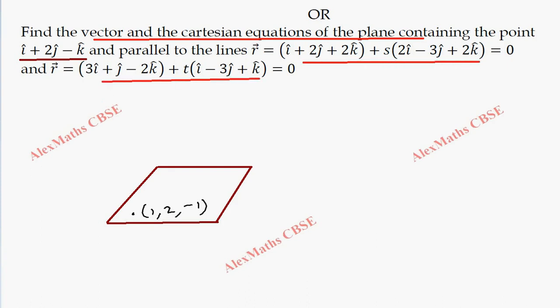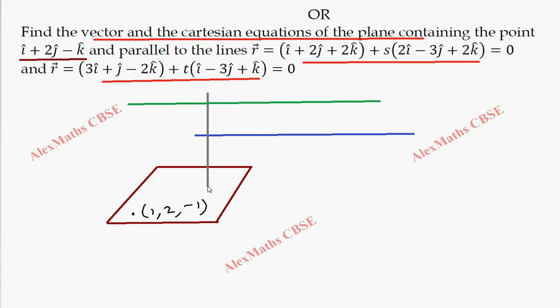Let's draw 2 lines. One is here and another line here. Both are parallel to this given plane. And we have to draw the normal of the plane. Normal of the plane is a line which is perpendicular to the plane surface. And let's take this as line 1 and this as line 2.